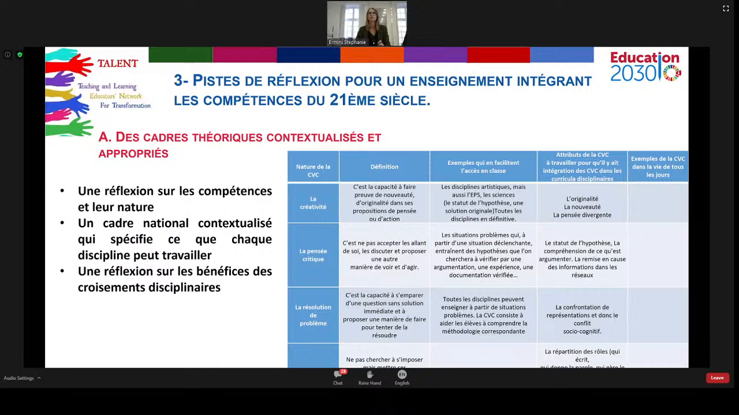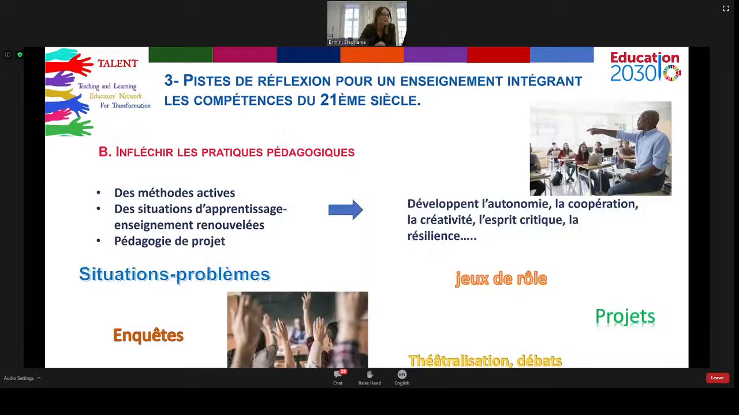Another field on which we've been working: integrating these life skills or the 21st century skills in pedagogical practices in the classroom means that you have to modify the pedagogical practices. So you cannot develop critical minds or any other social and emotional competences without active methods based on the principle that you learn more and better if you develop your own knowledge. So all teachers and students must review the way they teach and learn. Therefore, training teachers is very important, and you have to think about the way teachers are trained.